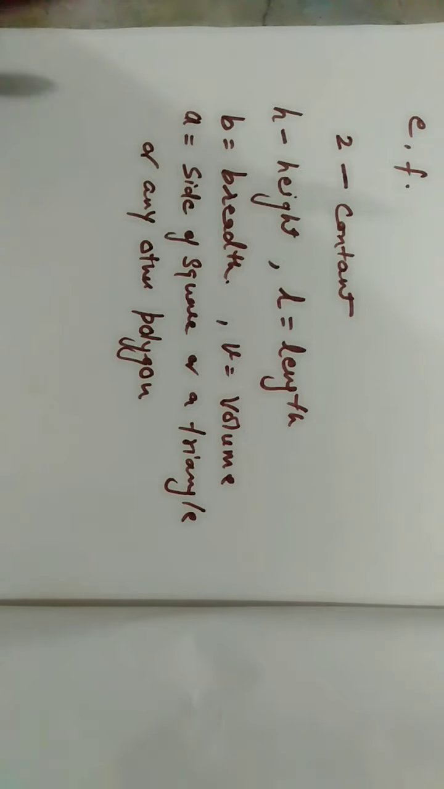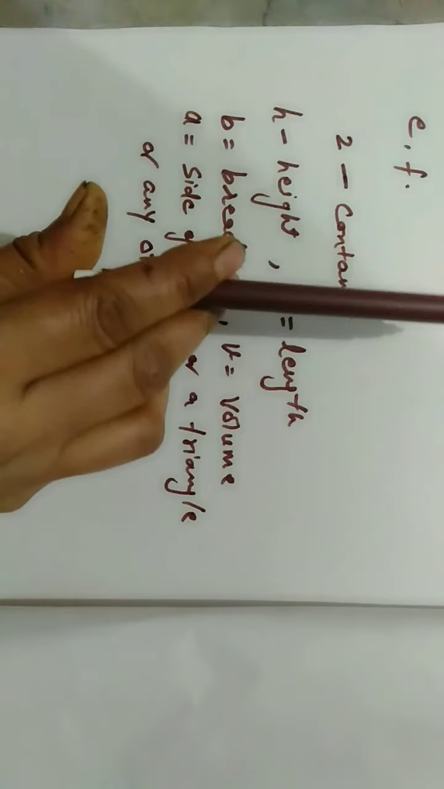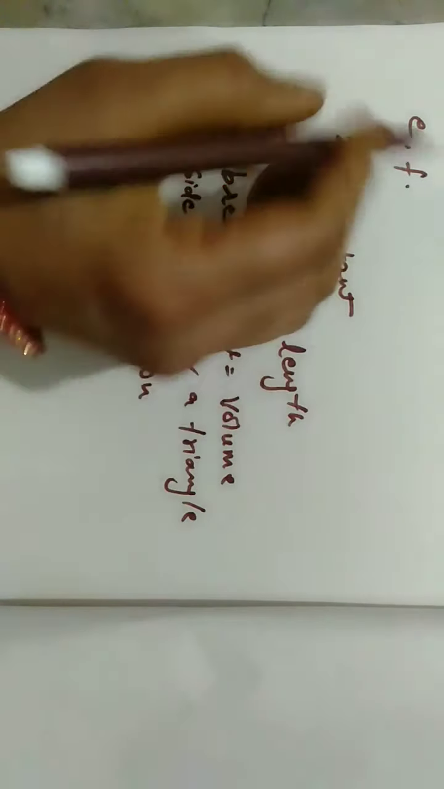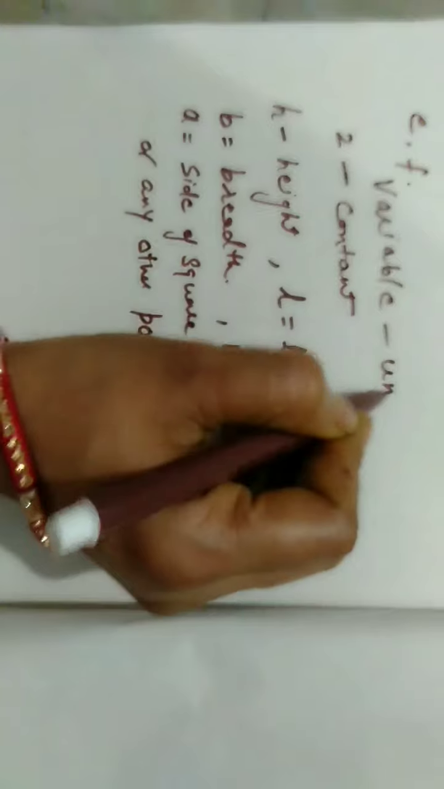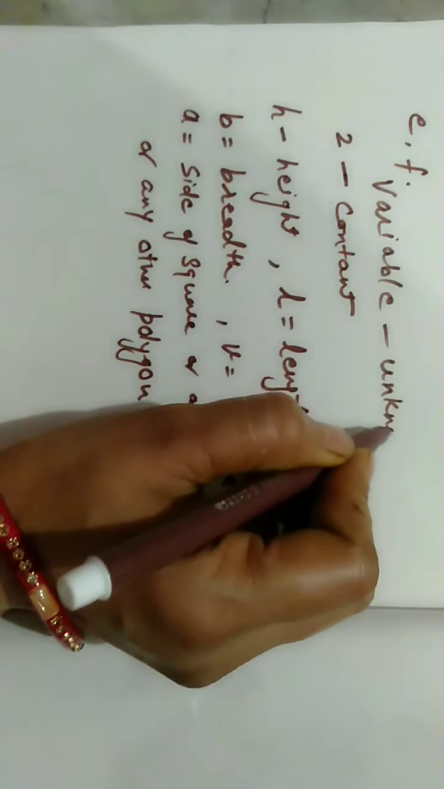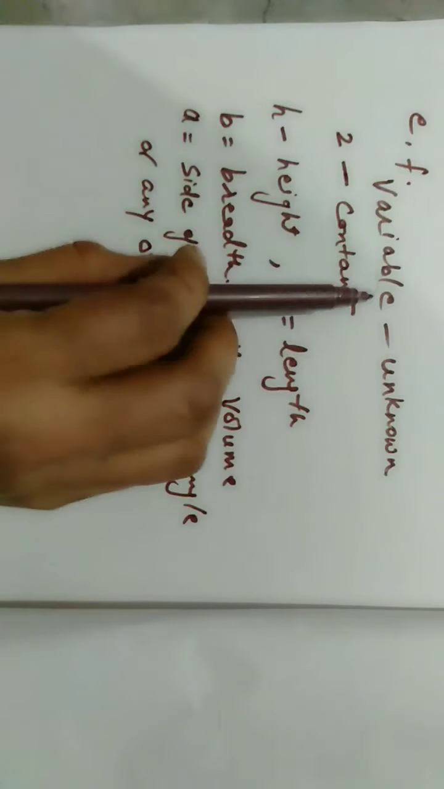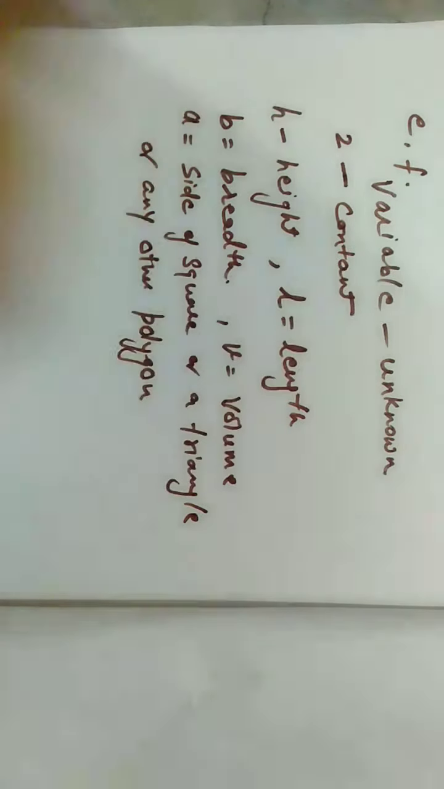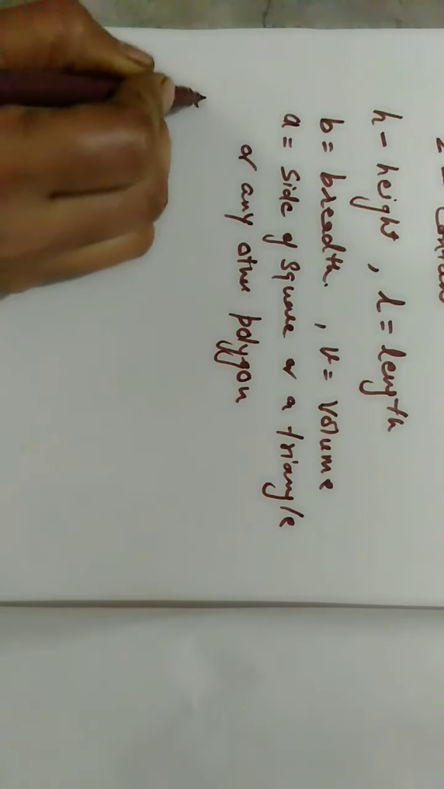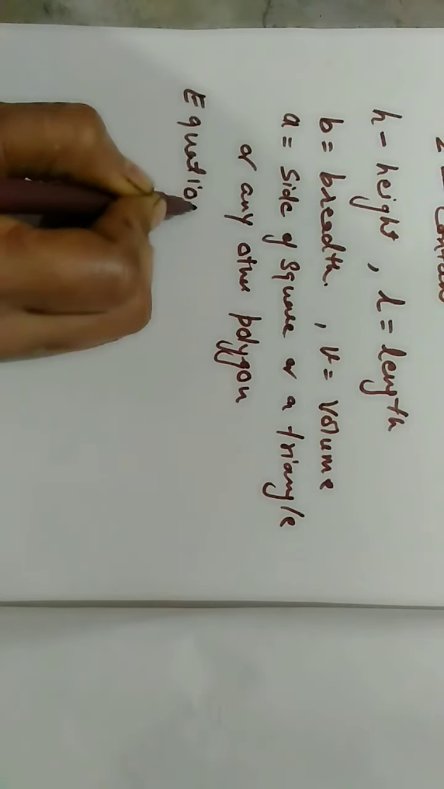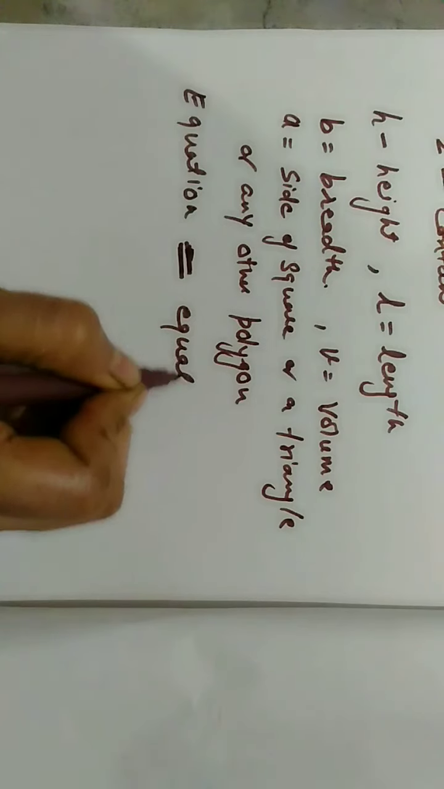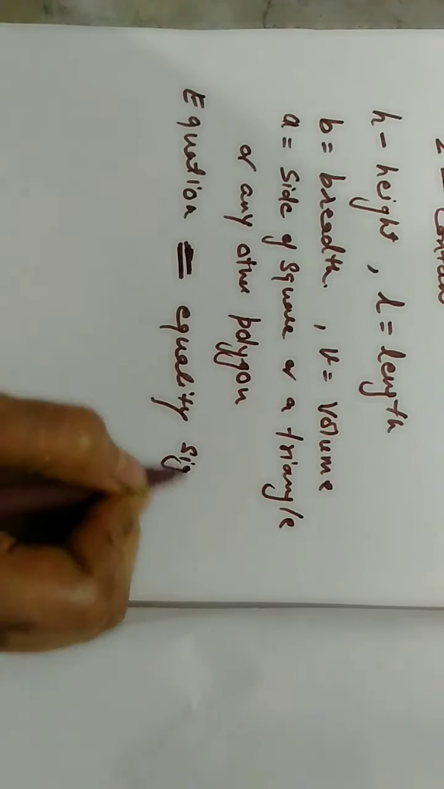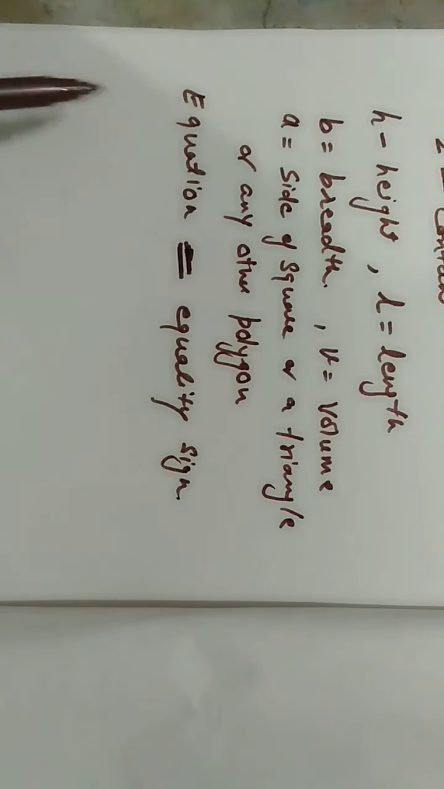Variable, the value varies. Now again come here, one variable means a single variable, a single unknown quantity. Variable is also said to be the unknown quantity which we do not know. So it is unknown and we have to find its value. Then equation means the equality sign. Equation means this equal sign. If the equality sign exists, then it is said to be an equation.